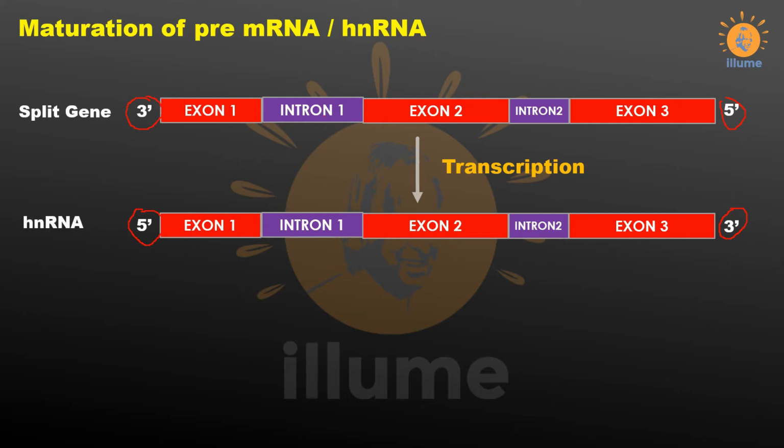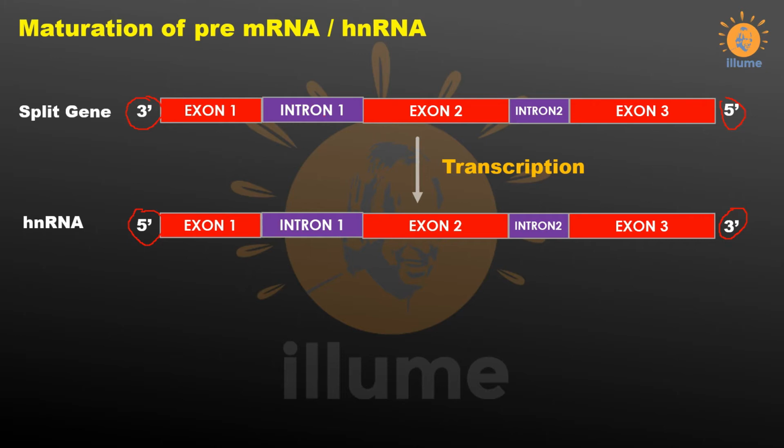The RNA which is formed from DNA is complementary to DNA, so that's why the ends are complementary to each other. In the split gene, exon 1 was present near the 3' end, but in RNA it is present on the 5' end. So that's how an hnRNA is formed.